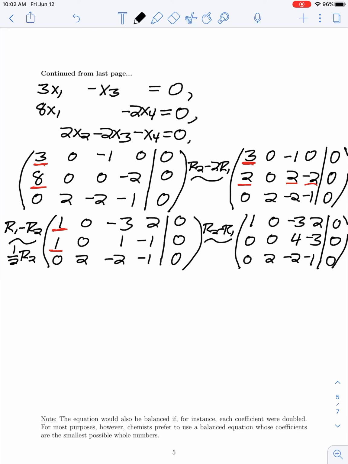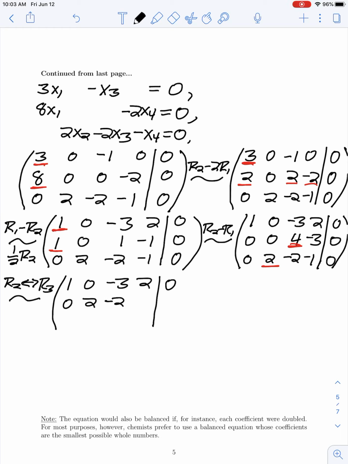All right. So notice now that the leading entry in my second row appears in the third column, whereas the leading entry in my third row appears in the second column. So in order to move this towards row echelon form, I want to interchange those two rows. I need the leading entry in any row to appear in a column to the right of the leading entry in the row above it. So let me interchange rows 2 and 3. My first row remains 1, 0, negative 3, 2, 0. My second row is now 0, 2, negative 2, negative 1, 0. And my third row is 0, 0, 4, negative 3, 0.